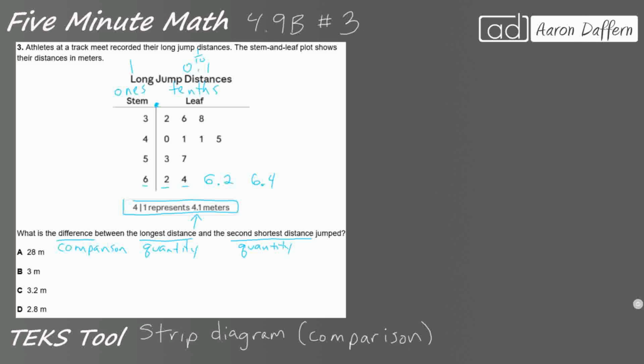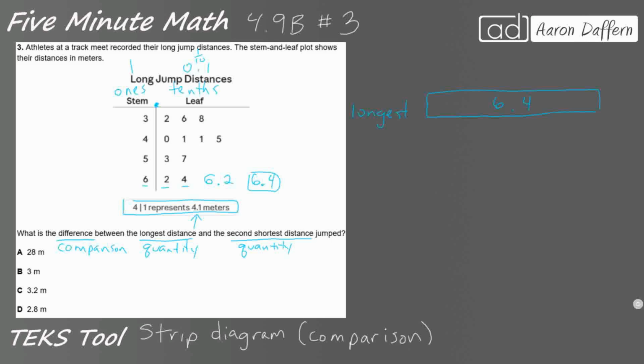So the bottom row is going to be our longest because the other stems are 5, 4, and 3. Those are all going to be shorter than a 6 as the whole number. So my longest distance is going to be this. I'm going to represent that right here. I'll put longest, and I'll just draw something right here. This is going to represent this quantity. This is 6 and 4/10.